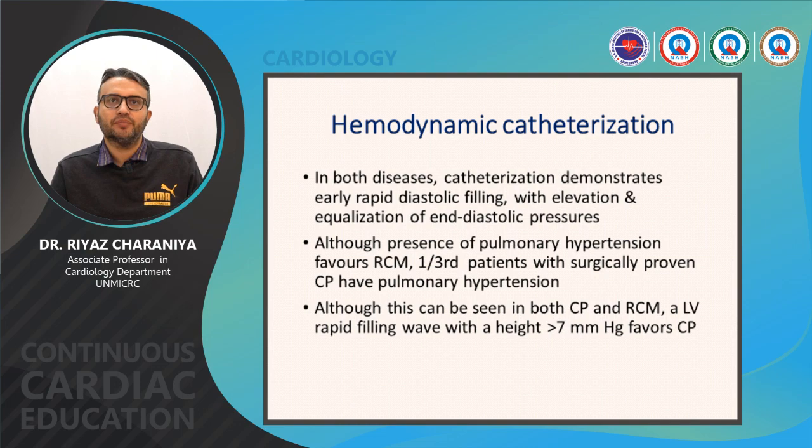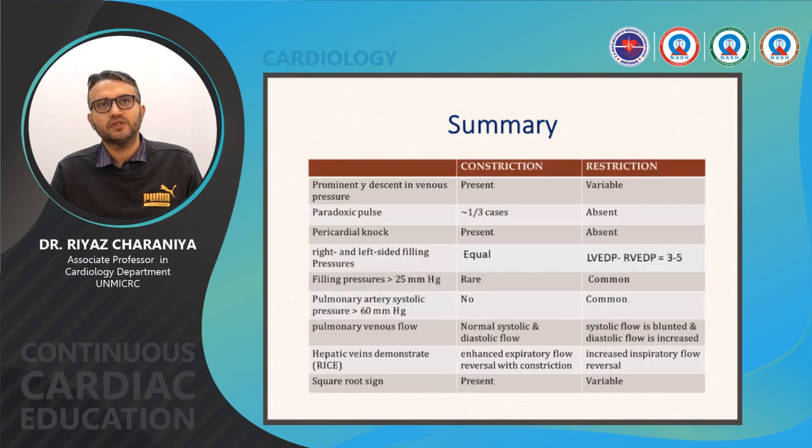However, if the patient has significant pulmonary hypertension, it clearly goes in favor of restrictive cardiomyopathy. However, a few patients of constrictive pericarditis do have pulmonary hypertension also, and in them you can see a rapid filling wave with a height of more than 7 millimeters of mercury. As I previously mentioned, it favors constrictive pericarditis.